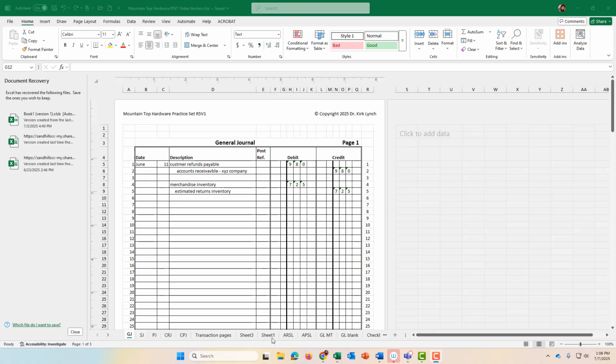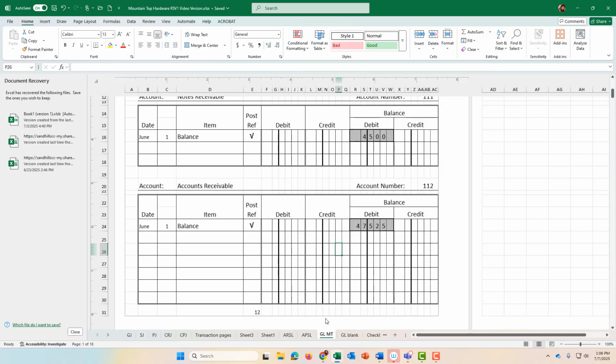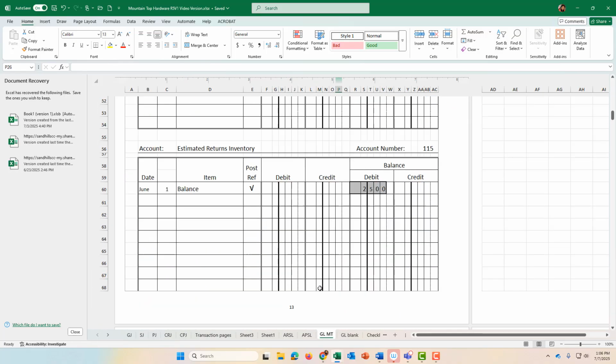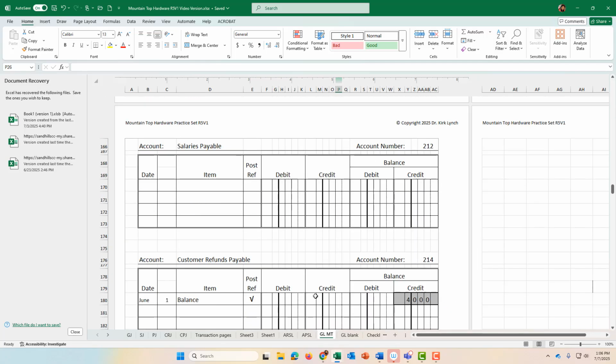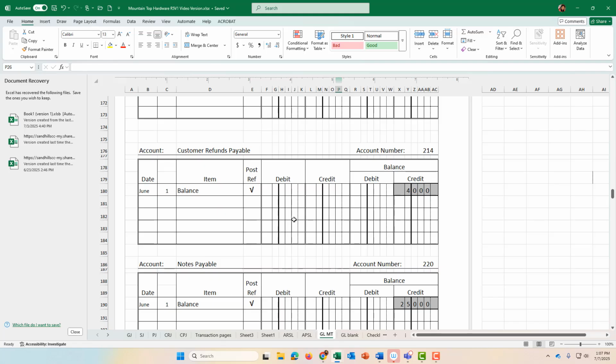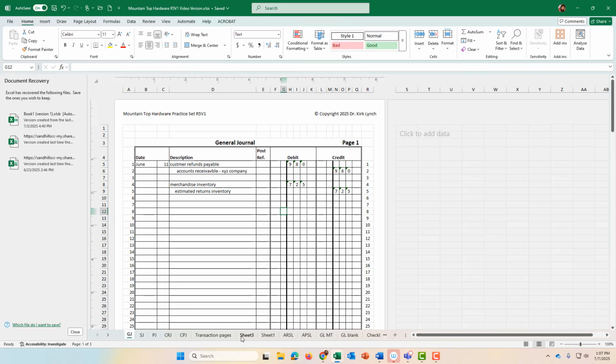So in our general ledger, we're going to find customer refunds payable, and it's going to be down here with our liabilities, right here, customer refunds payable. So it looks like a credit balance of $4,000. This was on the 11th of June. This came from our general journal, page 1, and it was a debit for $980.